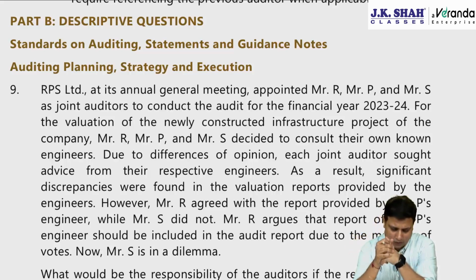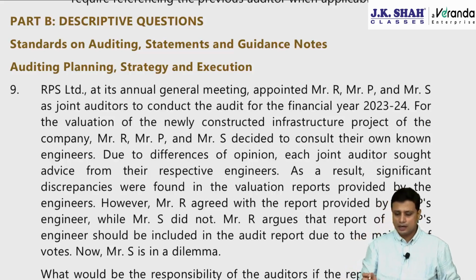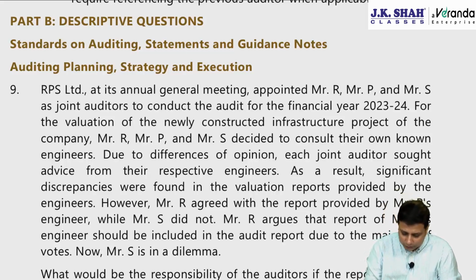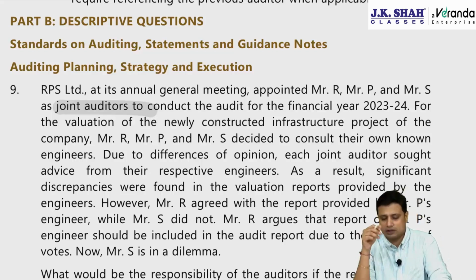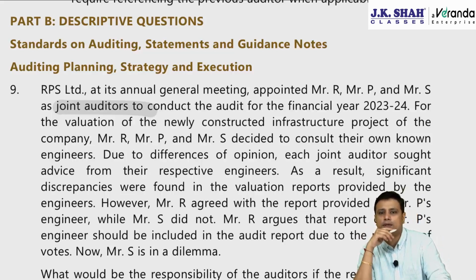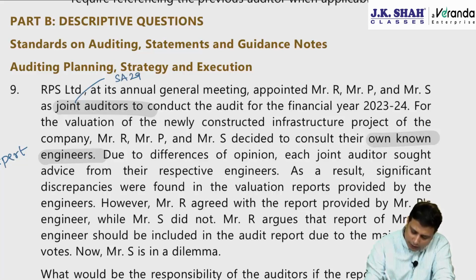Now question number 9. What is question number 9 saying? RPS Limited, in its annual general meeting, appointed Mr. R, P and S as joint auditors. So joint auditors, SA 299, to conduct the audit for the financial year 23-24. For the valuation of a newly constructed infrastructure project of the company, R, P and S decided to consult their own engineers. So basically they are appointing an expert. So here, joint auditors, SA 299. Here they are appointing an expert. So this is SA 620.